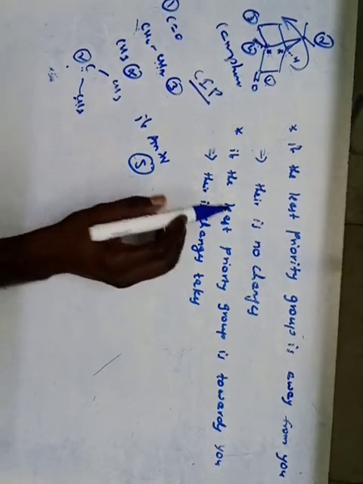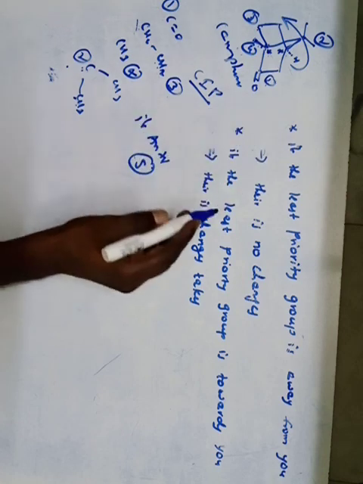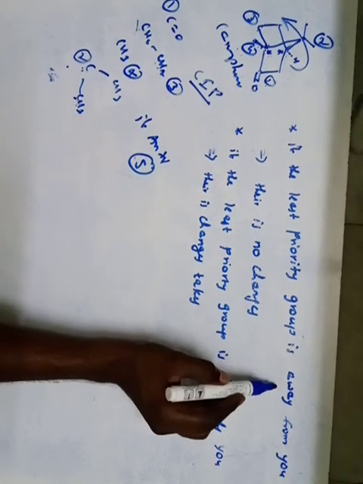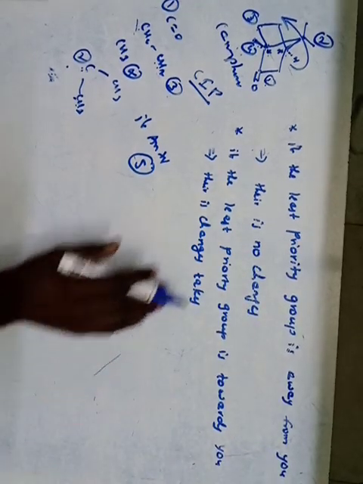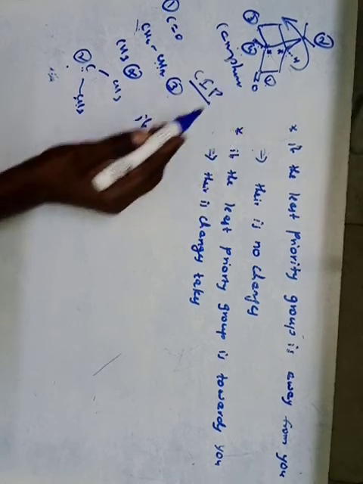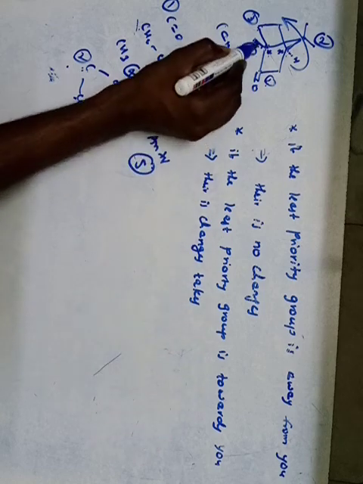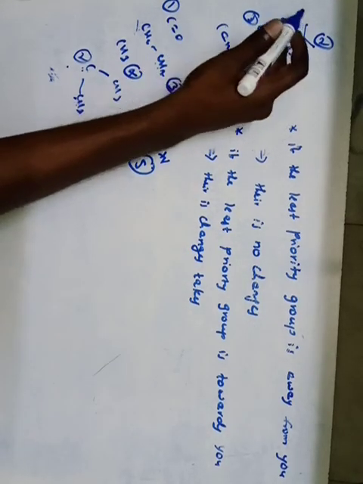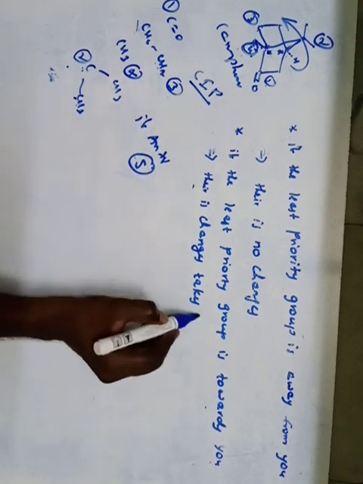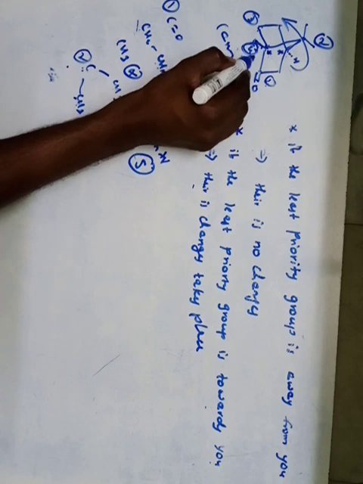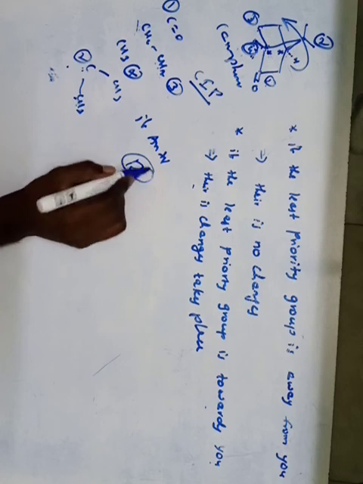Here, see, this is the least priority, right? You have to see whether the least priority group is away from you. If the least priority group is away from you, then there is no change in the configuration. But if the least priority group is towards you, this is the least priority group, it will be towards you. So what will happen? A change takes place. If it would get S configuration, the change takes place, so it will be an R configuration, right?